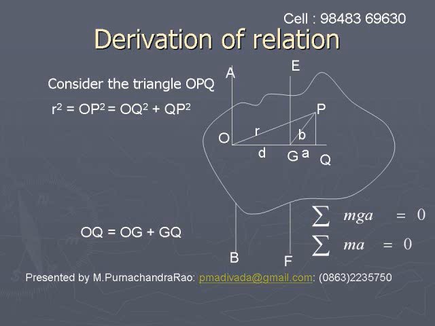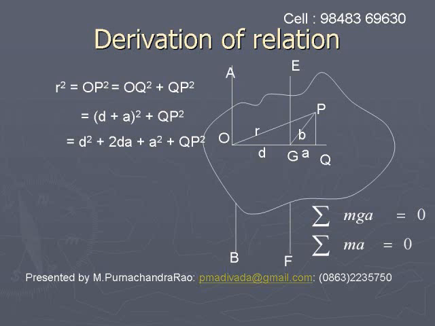But OQ is equal to OG plus GQ. OG is small d. Let us suppose GQ is equal to small a. Then OP square becomes equal to d plus a whole square plus QP square. That is equal to d square plus 2da plus a square plus QP square.